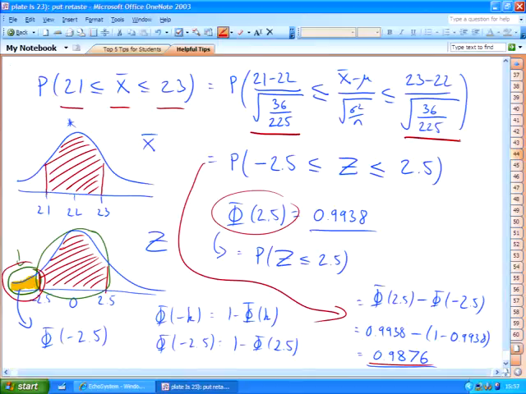Again, is our answer feasible? Is it consistent in terms of magnitude with what we would expect? Well, yes, we can see that our red shaded area over here and equivalently here is very, very large. It's going to be a large proportion of the total probability, and indeed this is what we ended up with. Okay, so do make sure you are able to distinguish between having to compute a probability for x and x bar, because there are slight differences between the two.